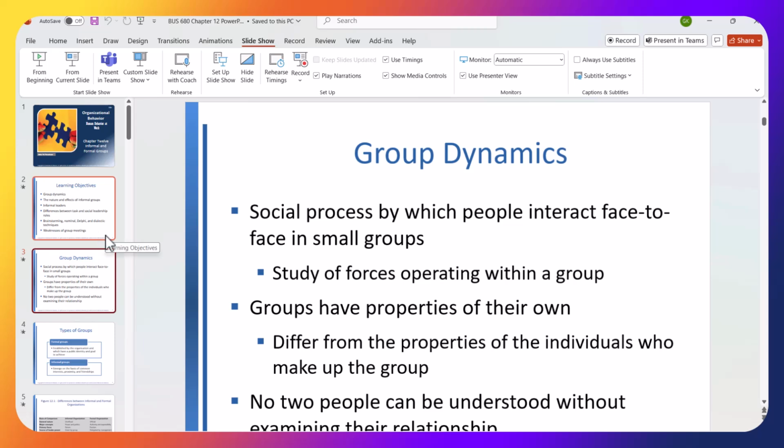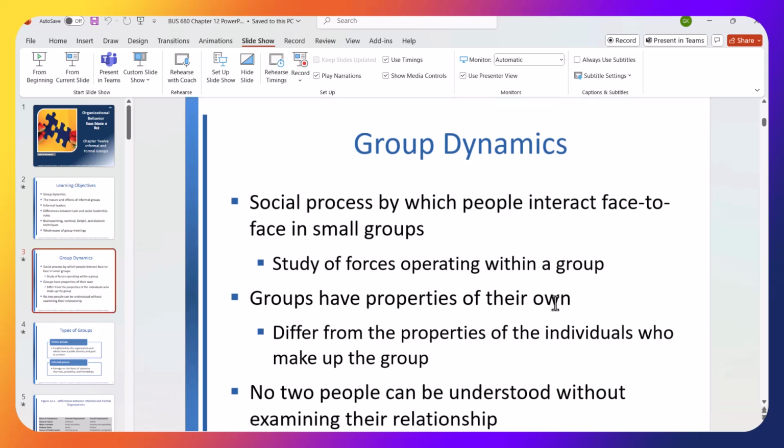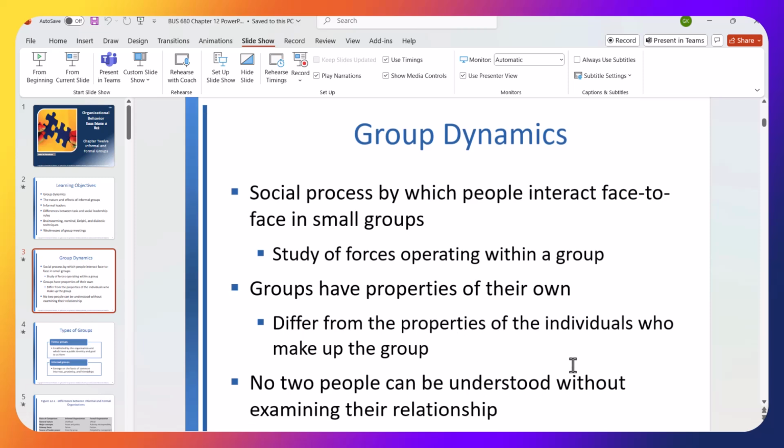Group dynamics. The social process by which people interact face-to-face in small groups. It is the study of forces operating within a group. Groups have properties of their own, which differ from the properties of the individuals who make up the group. No two people can be understood without examining their relationship.